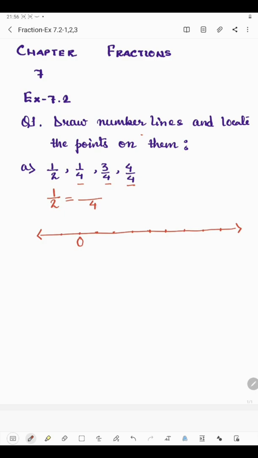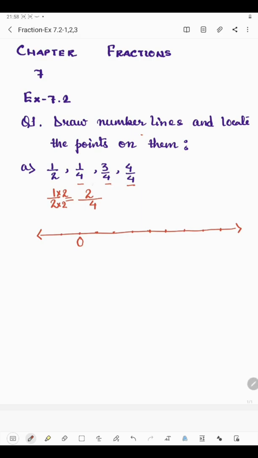Here we have 1 by 2. How will you make it 4? If you multiply 2 by 2, then we will get 4. That means to make 4, we need to multiply the denominator by 2, right? And if you multiply the denominator by 2, we have to multiply the numerator by the same number as well. So we are getting 2 by 4. So 1 by 2 and 2 by 4 are the same, and this is called an equivalent fraction. Now see, all the fractions have the same denominator, which is 4.